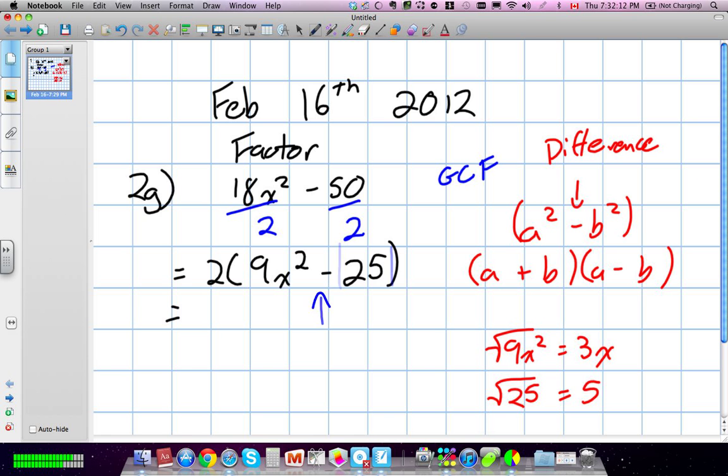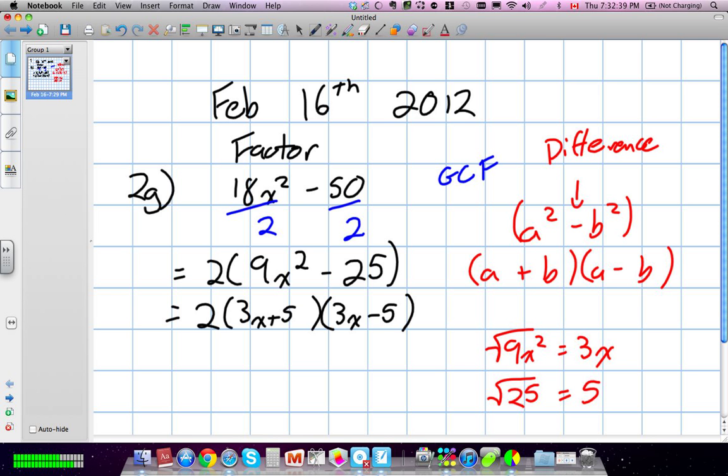What about this 2 on the outside? Does that come down? I forget what we do with it. It definitely stays. Okay. And then what do we do here? And then it's 3x plus 5 and 3x minus 5. Good. Exactly. That's the factored form of that. You just had to remember that this was a difference of squares, which was important. We had to recognize that.